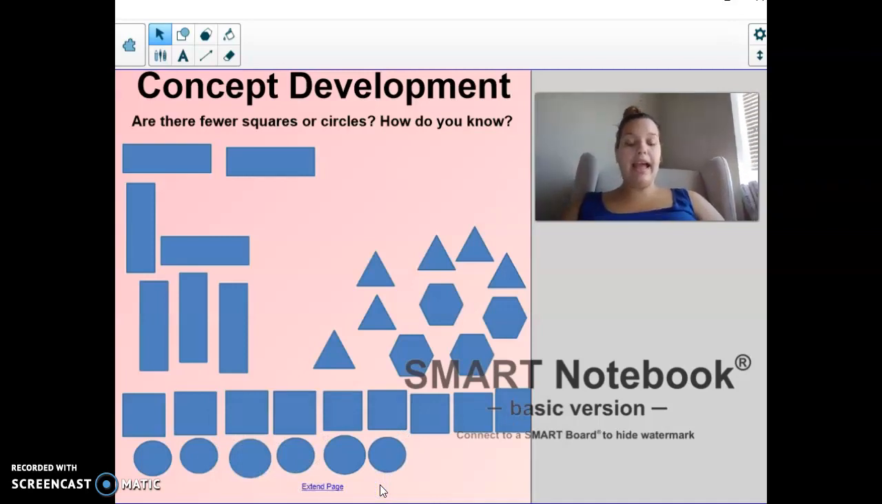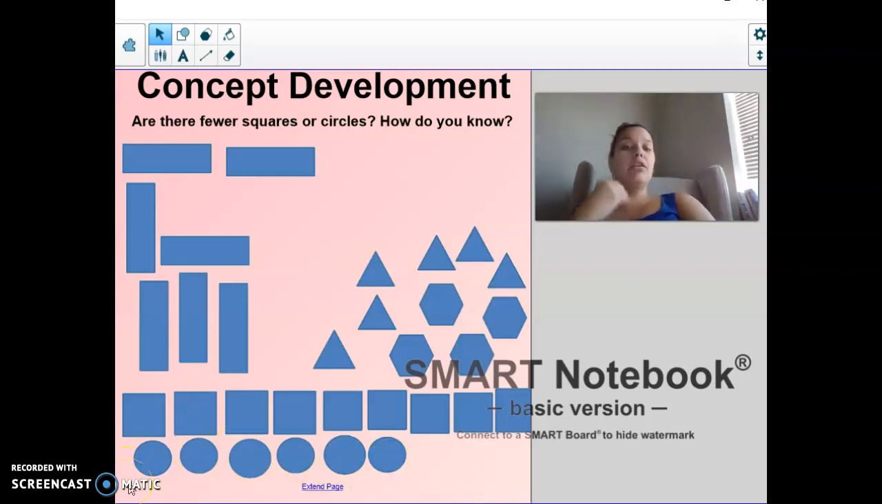Hey, how many squares do we have? 1, 2, 3, 4, 5, 6, 7, 8, 9 squares. And let's count our circles together. 1, 2, 3, 4, 5, 6. Now they're lined up pretty nicely underneath each other. I want you to tell me, are there fewer squares or fewer circles?